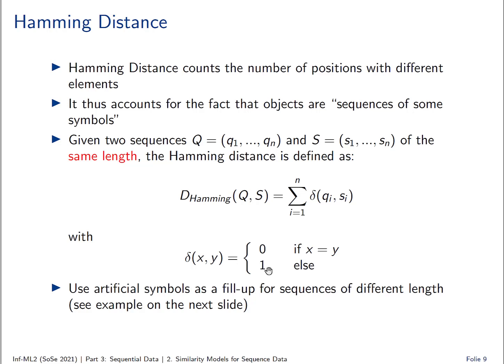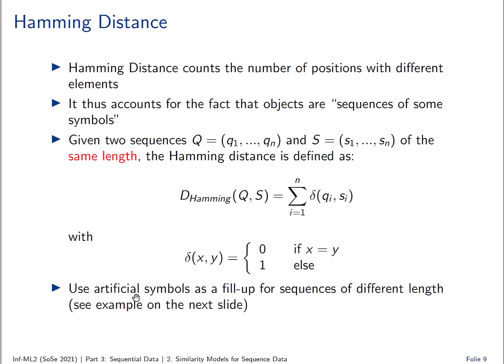If we have non-categorical sequences, of course we could use somehow square distance or stuff like that instead of 1. But if we just have categorical distances, we just can distinguish between 0 and 1. So if it's identical, the distance is 0. If it's not identical, then the distance is 1. And we just sum up all the positions with different elements. So the sum gives you the number of positions which have different elements in Q and S, obviously.